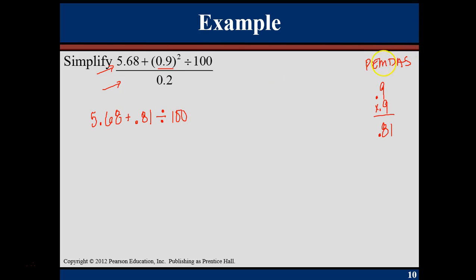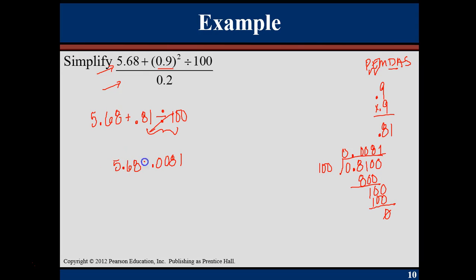Now I'll need to do multiplication and division from left to right. I don't have any multiplication, but I do have division. 0.81 divided by 100 looks like this. 100 can't go into 81, but it can go into 810. It'll be able to go in 8 times with 10 left over. When I add on my 0, 100 times 1 will leave me with no remainder. So 0.81 divided by 100 is 0.0081.